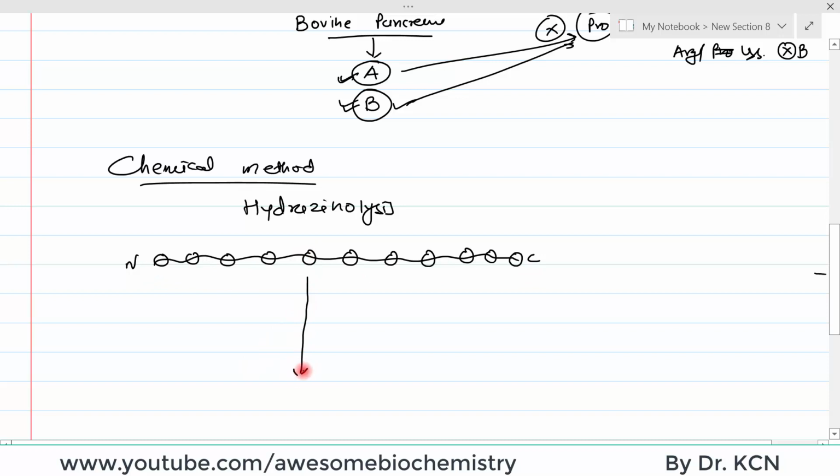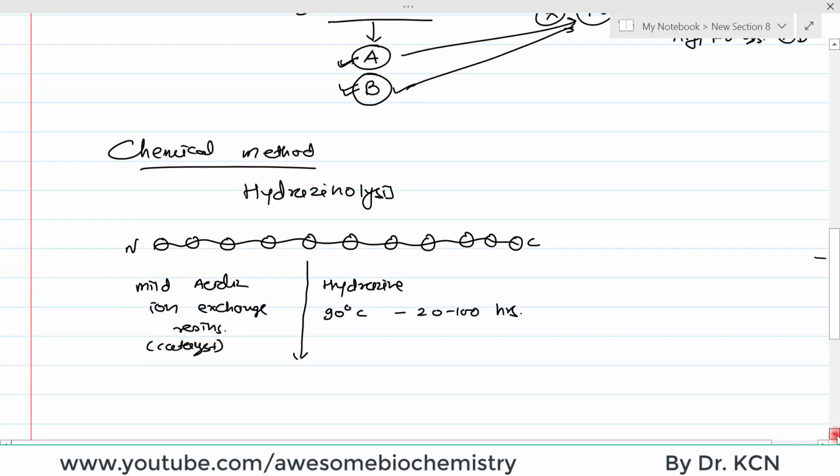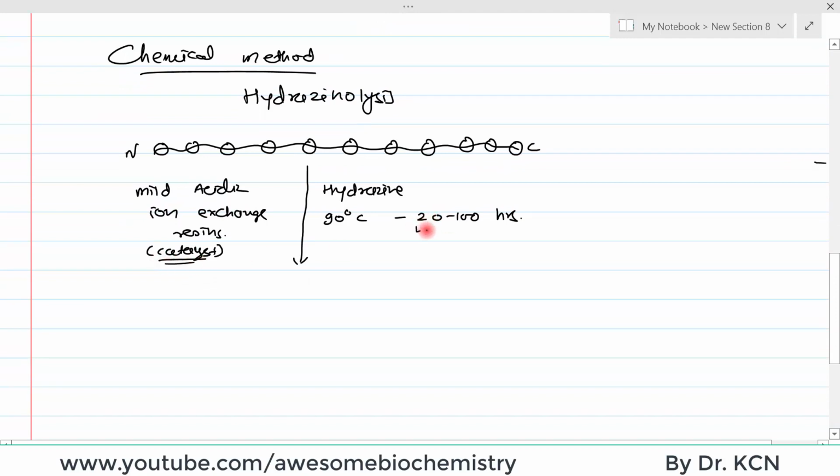Now, when you treat this polypeptide chain with hydrazine at 90 degrees Celsius for 20 to 100 hours, so it is a very long time, and in the presence of one catalyst, that is a mild acidic ion exchange resin, this will act as a catalyst, it will speed up the reaction, and even after speeding up, we still have to wait for 20 to 100 hours, that is between 1 day to 5 days, right.